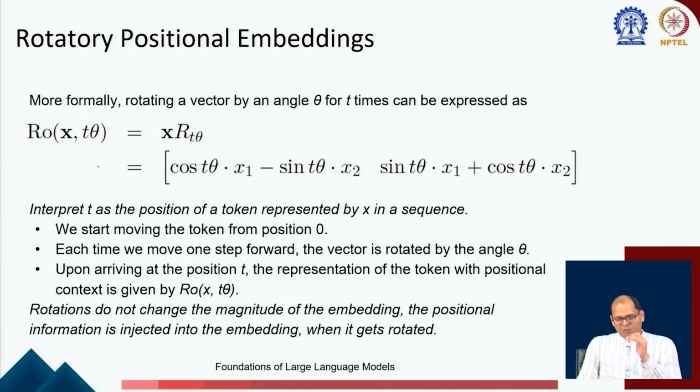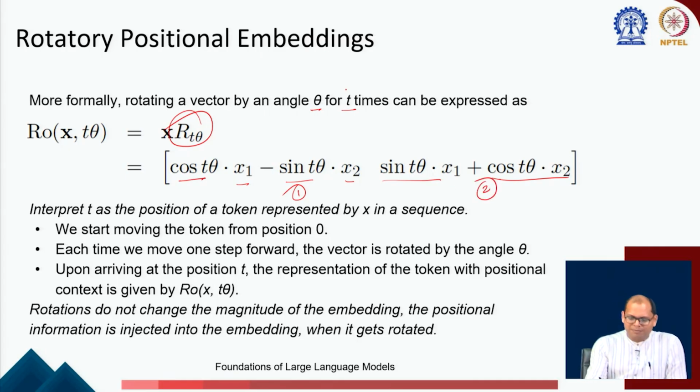So, now see, what is important is that whenever we move one position, we do one rotation by theta. So, if I move by t positions, I will do a rotation by t theta. If I rotate by an angle theta for t times, it is like rotation by t theta. So, I can say simply I multiply by the rotation matrix for t theta and I will get cos t theta x1 minus sin t theta x2 in the first dimension, and sin t theta x1 plus cos t theta x2 in the second dimension, right.